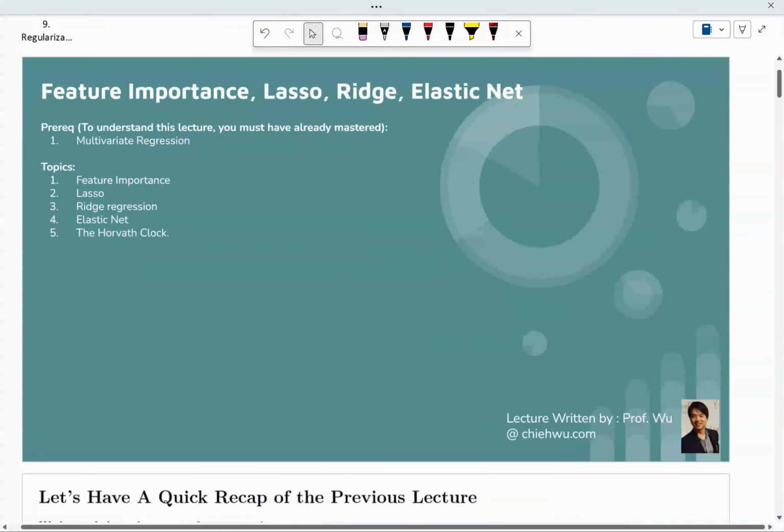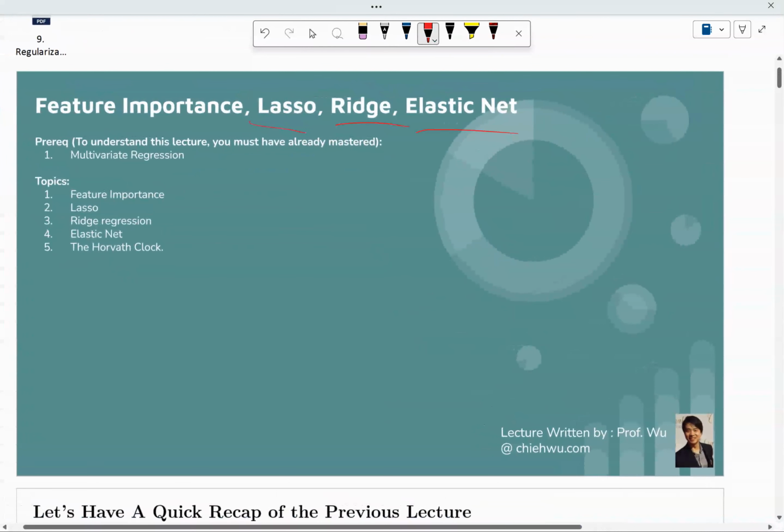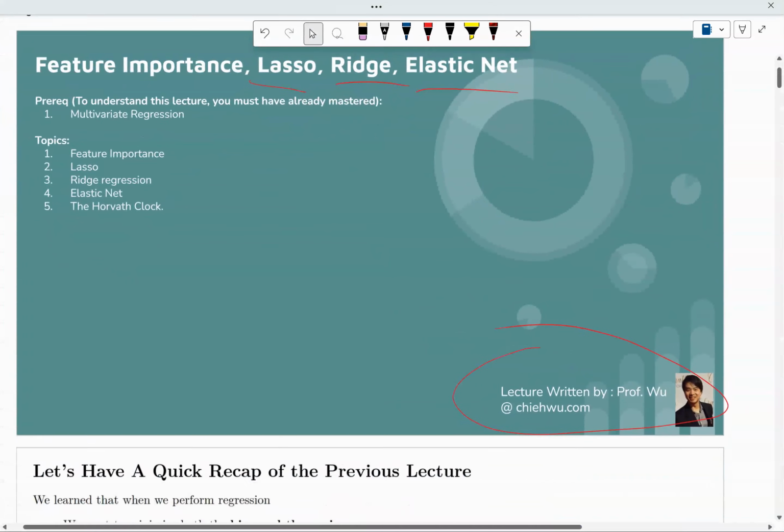All right, welcome back. This is a lecture on feature importance, Lasso, ridge regression, and elastic net. I'm Professor Wu, so let's get started.